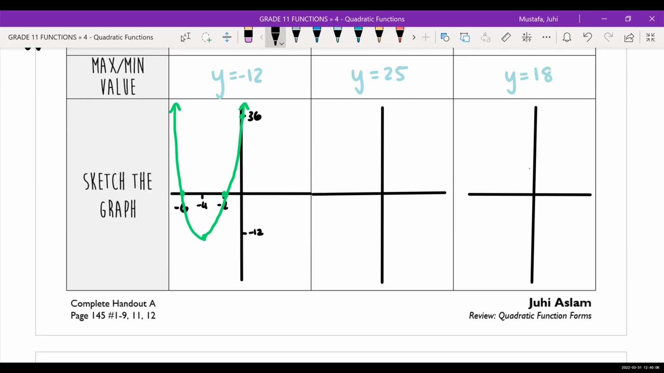For the second graph, we had our two x-intercepts at -4 and 6. So let's say -4 is here and 6 is approximately there. We had our vertex at 1, 25. And we had our y-intercept at 0, 24. So x-intercept, x-intercept, y-intercept, and vertex. So the general shape of the graph is going to look like this.